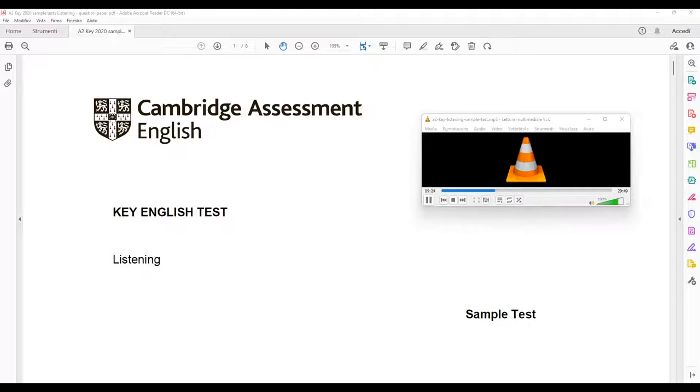That is the end of part 2. Now look at part 3. For each question, choose the correct answer. Look at questions 11 to 15 now. You have 20 seconds.